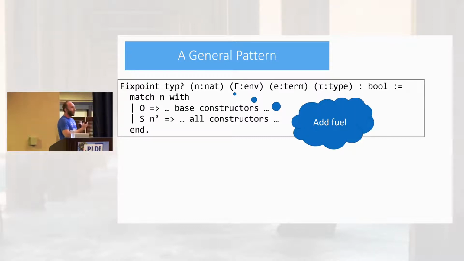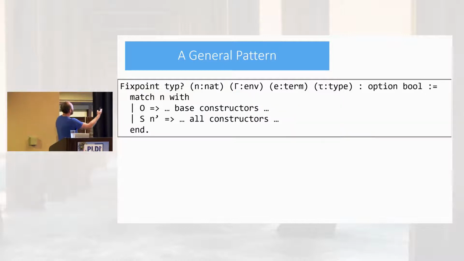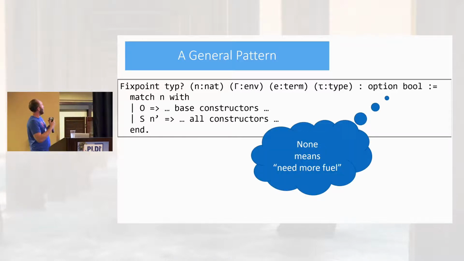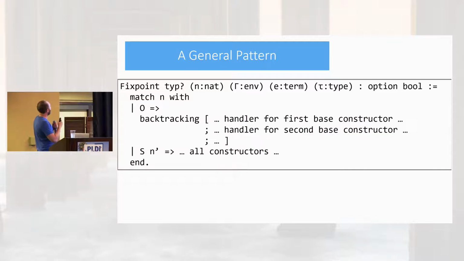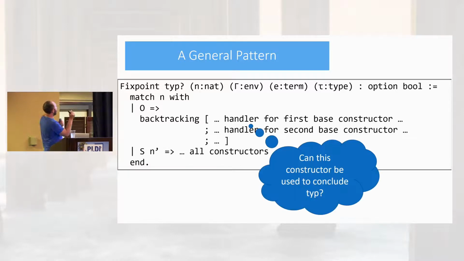natural number as fuel to make sure that things always terminate, to have a total function, and we change our result to be an option bool, where in standard total function practice, the none will mean that we need more fuel to decide whether the typing relation holds. And then to handle non-determinism, instead of having one big pattern match for every possible constructor, we have handlers for every possible constructor, where each handler basically decides whether a particular constructor can be used to conclude the typing relation.